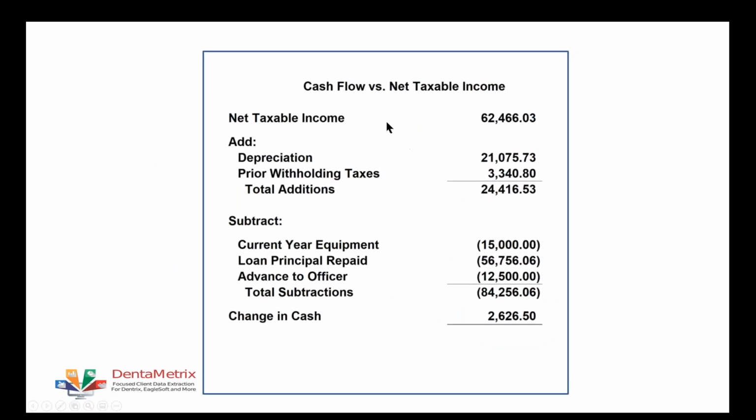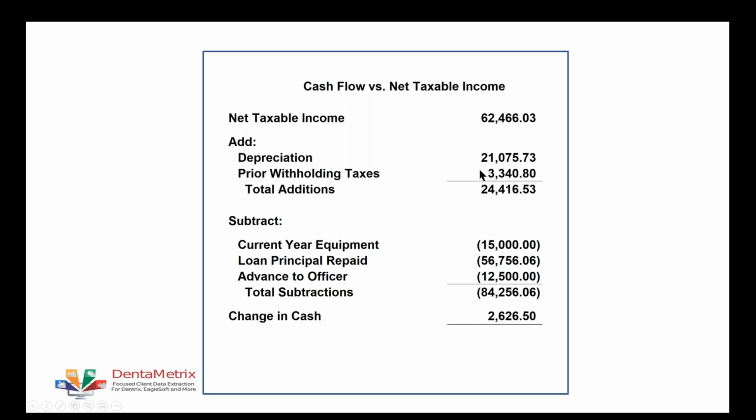But let's go back to where we were that started the whole conversation. Cash flow versus net taxable income. Here's the taxable income we're going to report to the IRS. But we're going to take that $21,000 deduction for depreciation. We love that deduction, by the way, but it kind of messes up our checkbook. So we're going to add that back. We didn't really write a check for that.